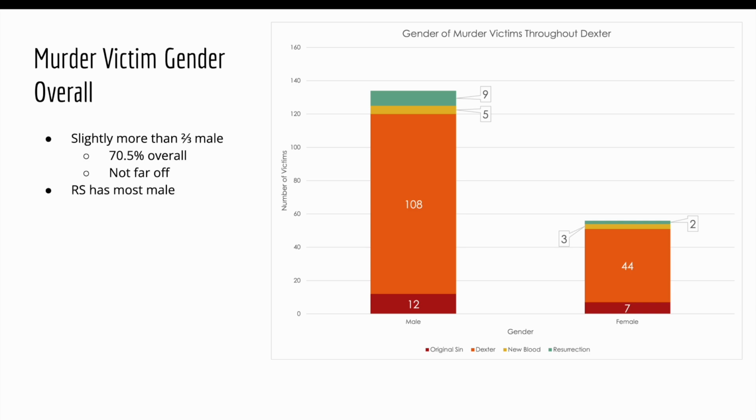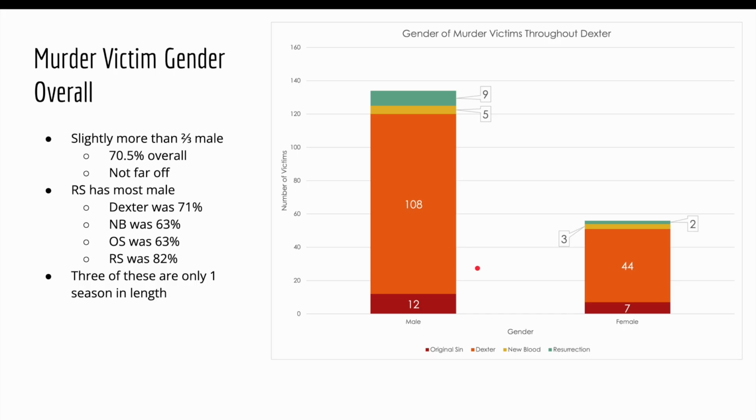As you just saw, Resurrection has the most male, but for all of the shows, Dexter was 71% male. New Blood was 63% male. Original Sin was also 63% male. Resurrection was 82% male. However, 3 of these are only 1 season in length. Dexter ran for the longest time, and it's 71%.